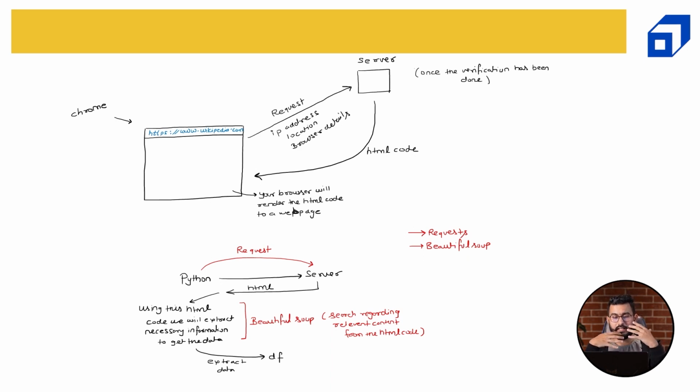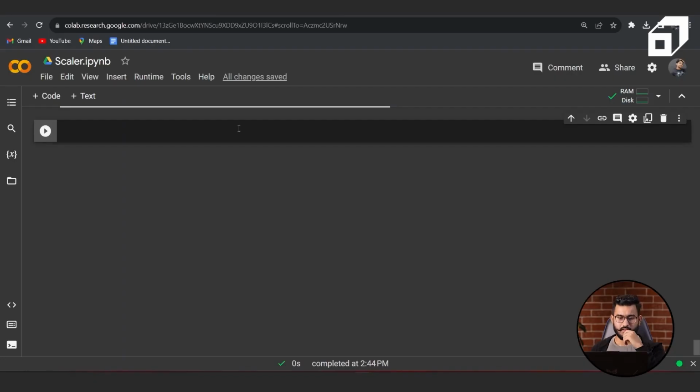Now we have understood all the basic knowledge that we need to perform web scraping in Python. So let's now start writing some lines of code to actually perform web scraping. Let's start with scraping a web page. First of all, let's decide which web page we want to scrape.